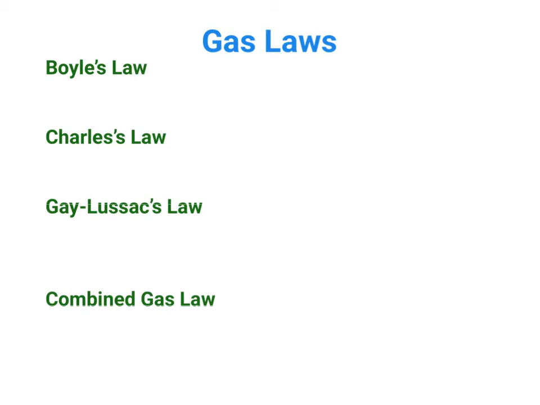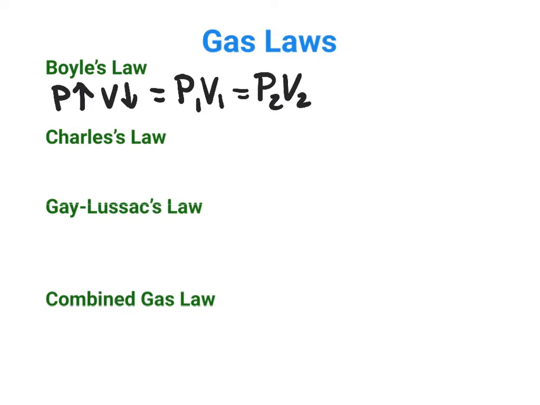Boyle's law says that the pressure of a gas and the volume of a gas vary inversely with each other. So as pressure goes up, volume goes down. And he has this equation that says if a gas is at one volume and one pressure, if you change the one, it's going to equal the new volume times the new pressure. So we say it's P1V1 equals P2V2.